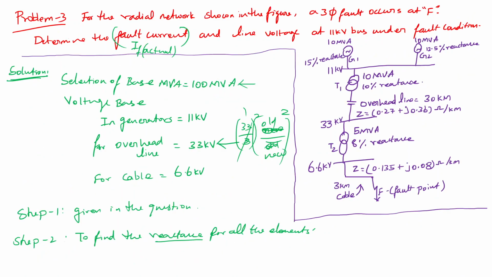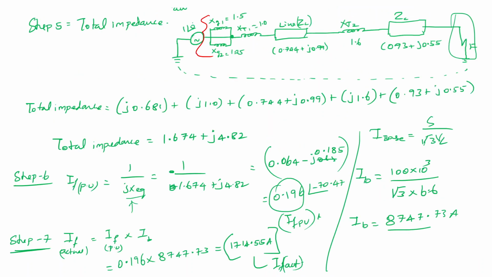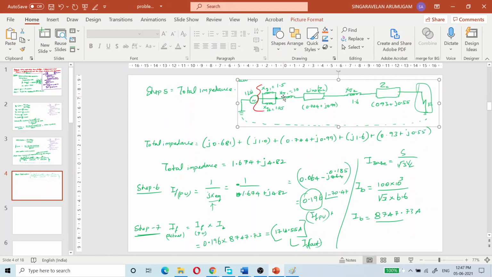First they asked to find the fault current, so we found the fault current. Next they're asking for the line voltage at the 11 kV bus under fault condition. If a fault occurred, what will be your voltage at the 11 kV bus? That is the question they're asking. So how do we find that? Again I'm taking the same diagram.